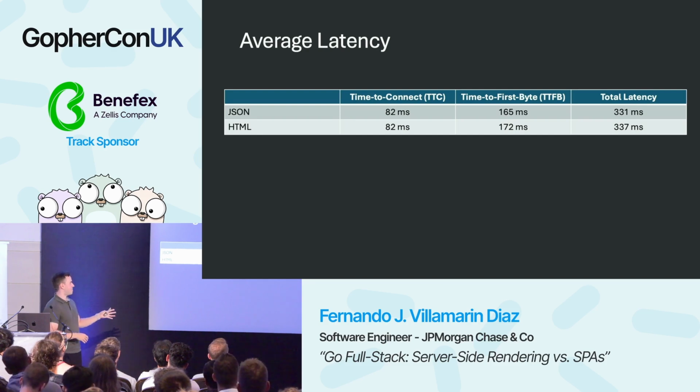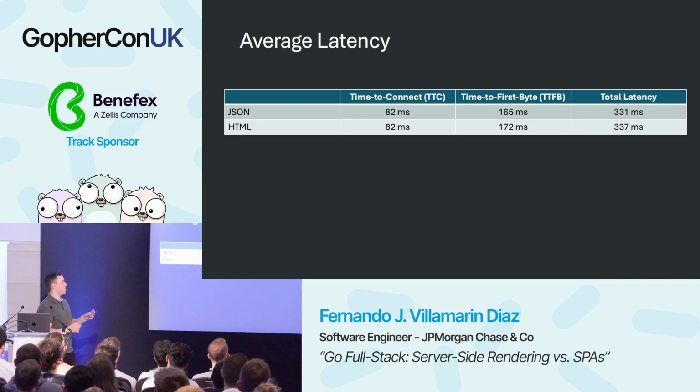The math checks out. And in the case of HTML, now that is 172. So 82 plus 82, 164, and then some time to generate the HTML, which is a bit slower. It's going to be 5 milliseconds, around that. But at the end of the day, the total latency of all this operation was only 331 milliseconds for the JSON and 337 milliseconds for the HTML.